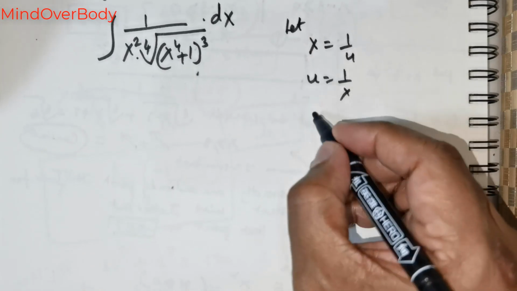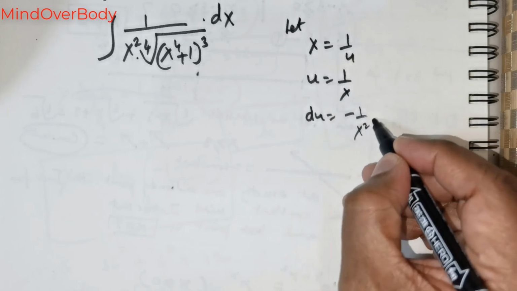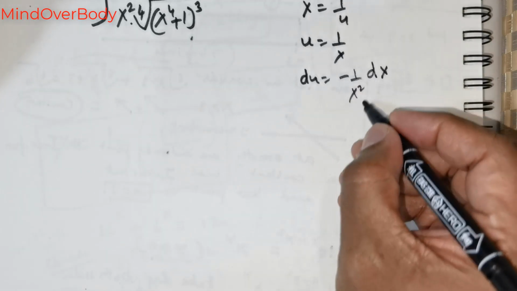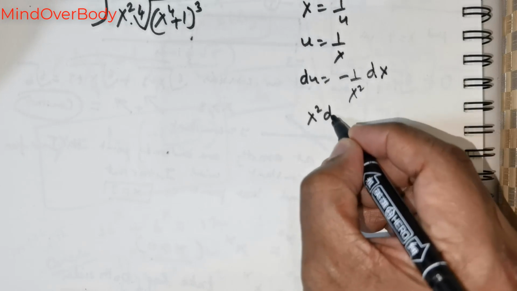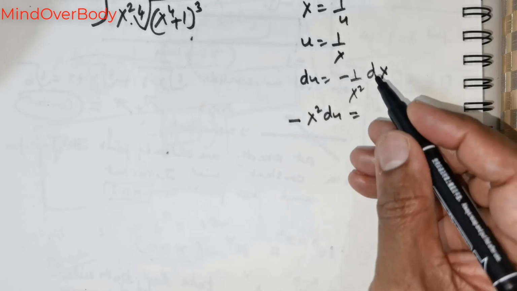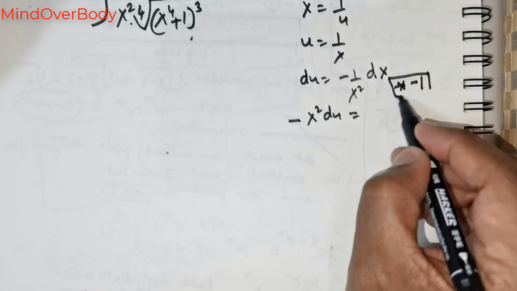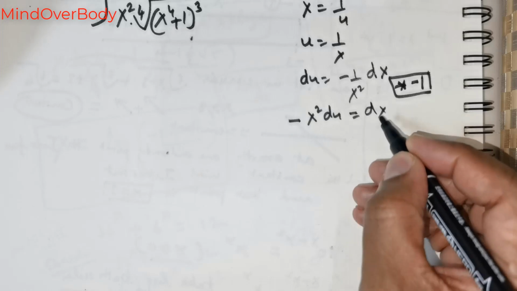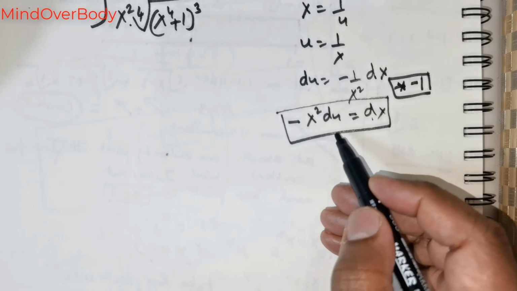So differentiating both sides, this is going to give me du. The differential of 1 over x is going to be negative 1 over x squared times dx. So from here I can rewrite dx: if I move this x squared to the left, this is going to be x squared times du. The negative sign can also be moved, which means I'm multiplying by negative 1 on both sides. So you get negative x squared times du is equal to dx. So wherever I have dx, I'm going to replace it with negative x squared times du.